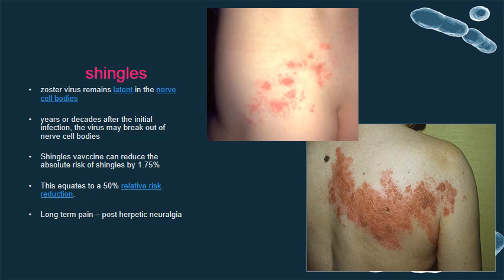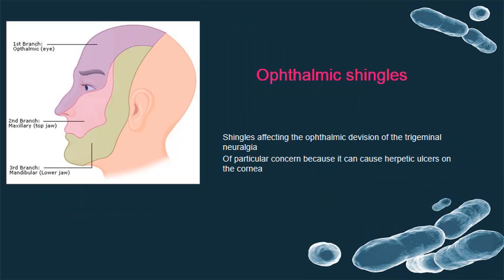Children can get shingles. I think the youngest I've seen a child with shingles is 5. This was an otherwise well immunocompetent child, and so it can occur at any age, but obviously as you get older it becomes more common, as also the older you are, the more likely you are to suffer from post-herpetic neuralgia. So ophthalmic shingles is when the herpes zoster virus reactivates along the line of the ophthalmic branch of the trigeminal nerve. A quick reminder here of the anatomy.